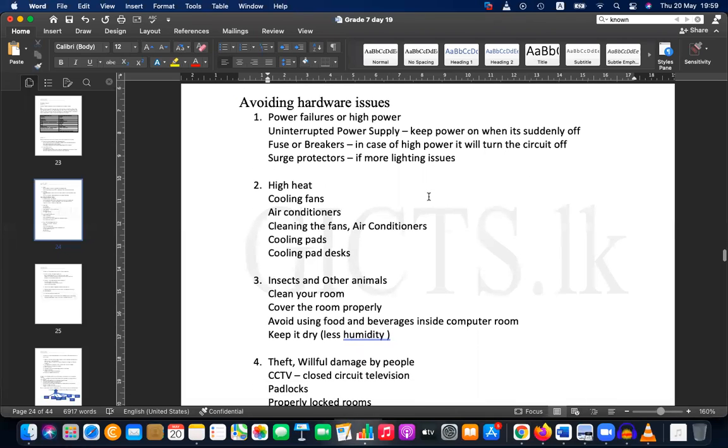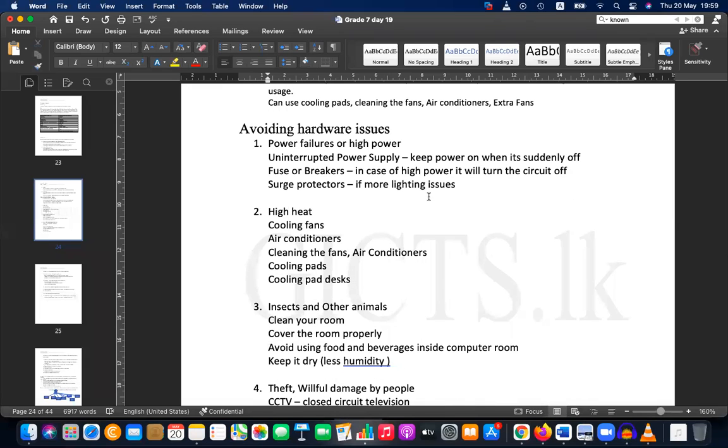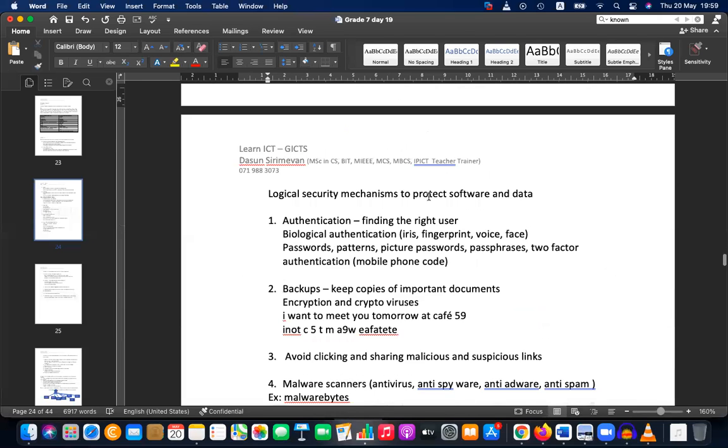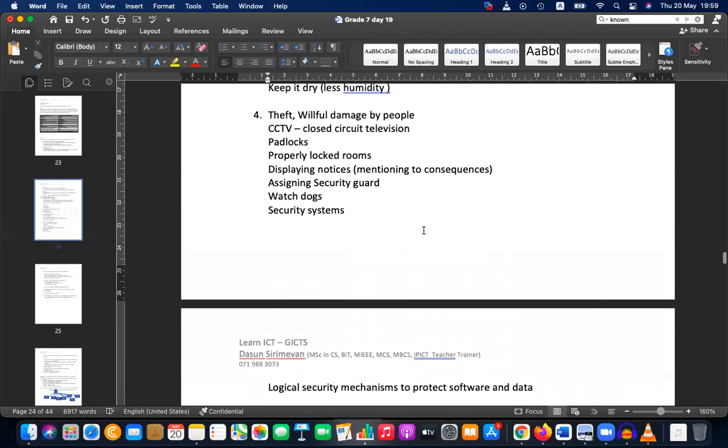Okay, then avoiding hardware issues, we have discussed. Now avoiding software issues: how to logically protect the computer. Tell me how to logically protect the computer. How do we stop a hacker? Someone hacking. A parent spoke to me today; the data in their home SLT router always runs out.